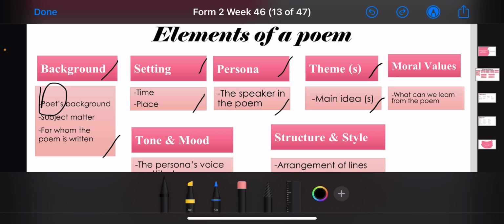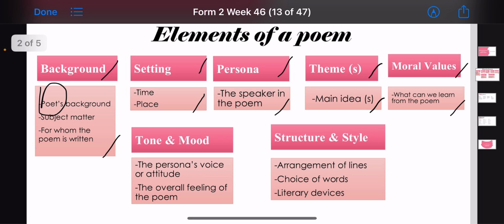Okay, now the moral values. Moral values ialah nilai-nilai murni ataupun pengajaran. Okay, what can we learn from the poem? Apa yang kita boleh belajar daripada poem tu? I think this poem has taught me how to become a better person, a better individual.